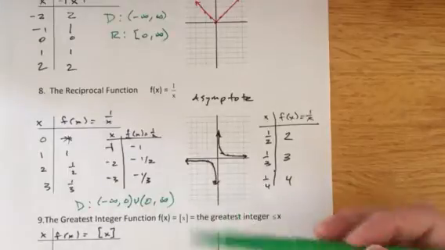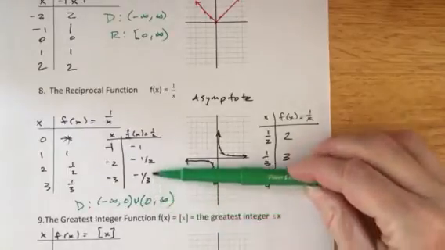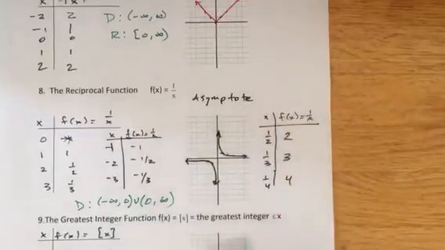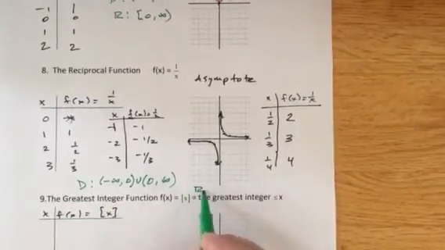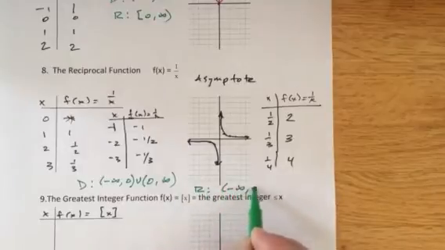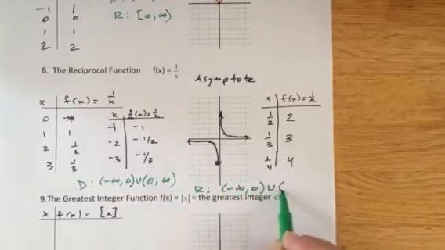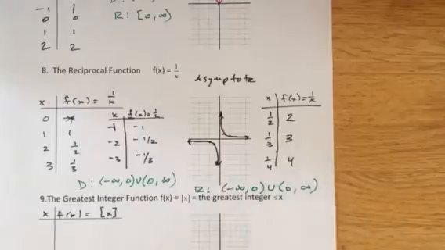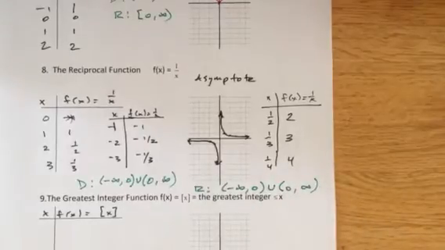And then similar for the range. So again, we have all the numbers down here being hit, but we jump over the x-axis. So we jump over y equal to 0. So my range, again, you have to jump over 0, so put a parenthesis there. That means 0 is not included, and then I pick up right after 0.